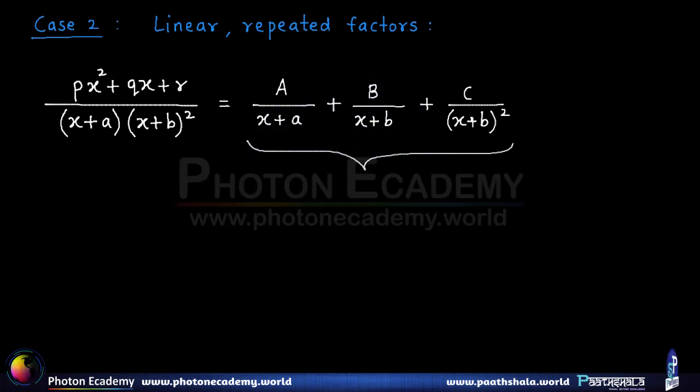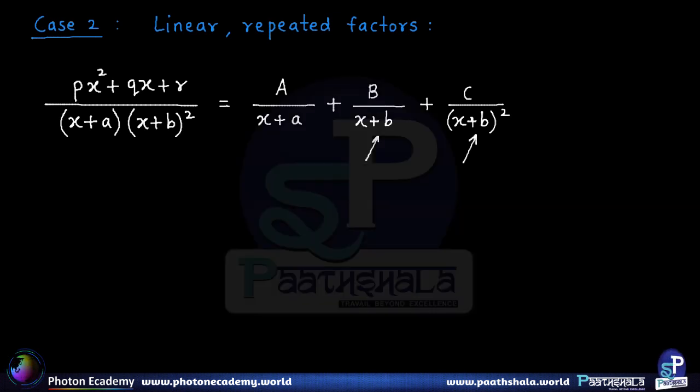So therefore we have to keep provision to consider the terms of only x plus b in the denominator as well as x plus b the whole squared, because the LCM of x plus b and x plus b the whole squared is x plus b the whole squared, right?